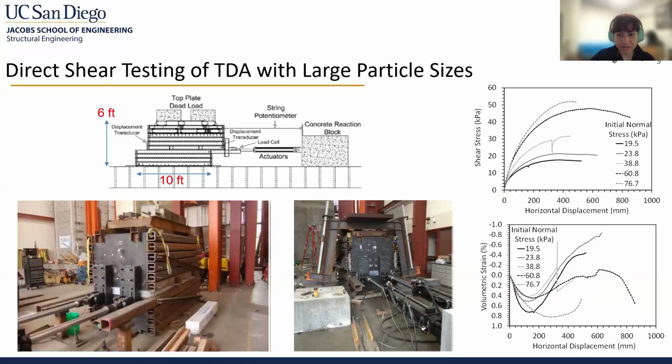Next, we will discuss the various TDA properties and conclusions determined from material testing conducted at the University of California, San Diego in the last span of years. Specifically looking at direct shear testing of a large mass of TDA particles. Here are some helpful schematics relating to the testing setup, along with horizontal displacement to shear stress relationship curves and horizontal displacement to volumetric strain curves resulting from the experiments conducted.